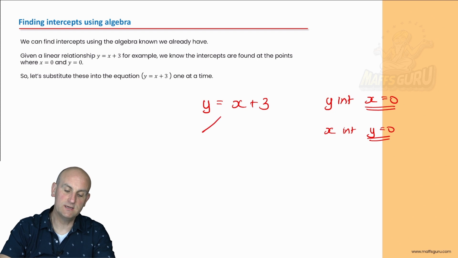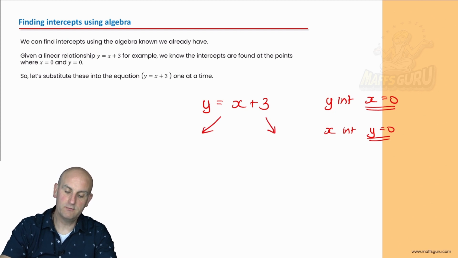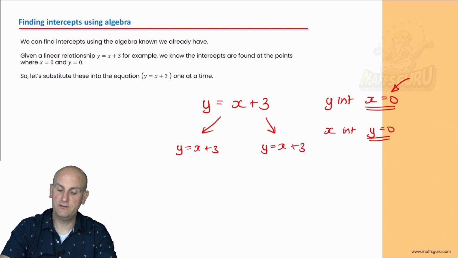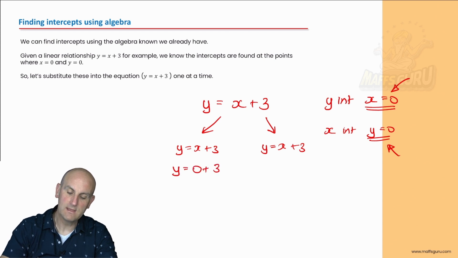And actually that is the sort of stuff for this whole video, because what I'm now going to do is write this equation out twice. I'm going to write y equals x plus 3 and y equals x plus 3. In one of those equations, I'm going to let x equal 0, and in the other equation, I'm going to let y equal 0. So let x equal 0 in this one, and let y equal 0 in that one.